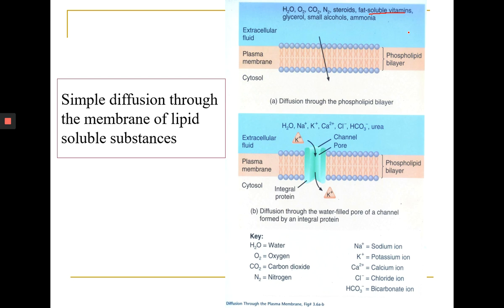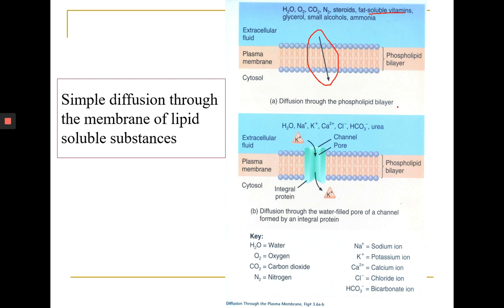Glycerols, alcohol, ammonia, these pass through the phospholipid bilayer, through and through. And of course, the amount of diffusion depends on the surface area. The more the surface area, the faster the diffusion. It depends on the molecular weight, depends on the thickness of the membrane, and depends on the concentration gradient.